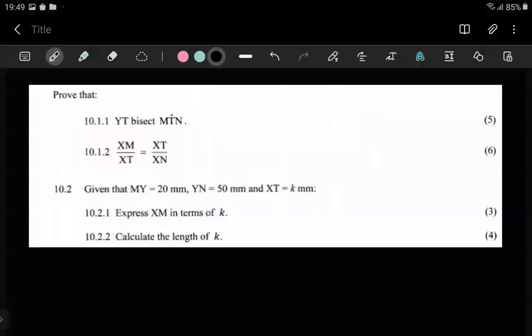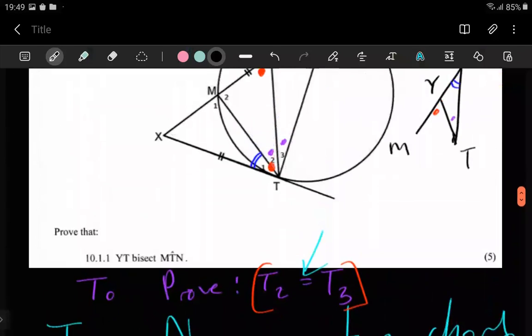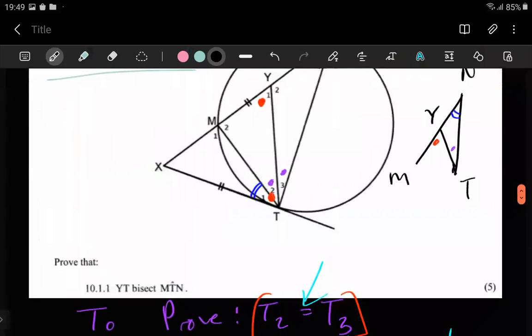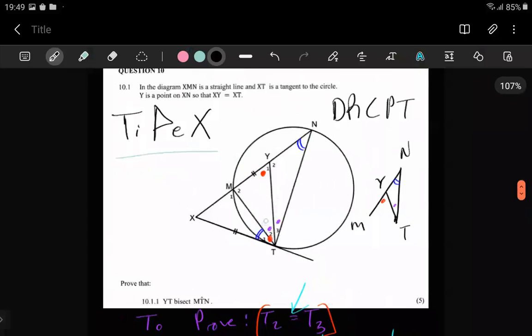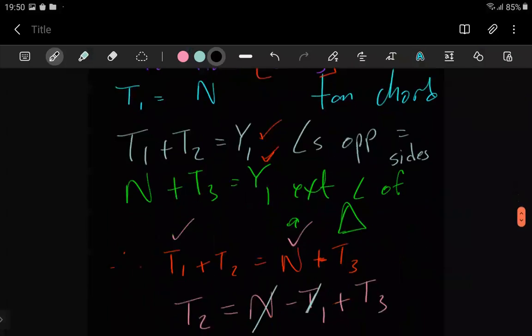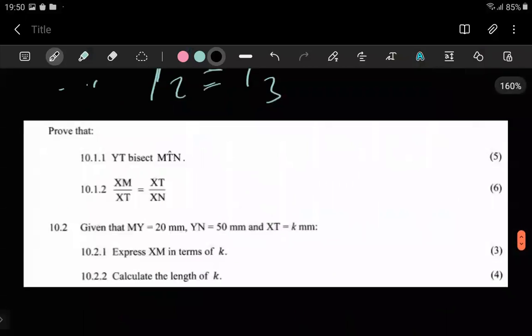Anyways, so with what we have just proven, we've proven that YT bisects MTN. So we have now stated that the purple angles are equal, the red ones are equal, and the blue ones are equal. Perfect. Now this particular question.